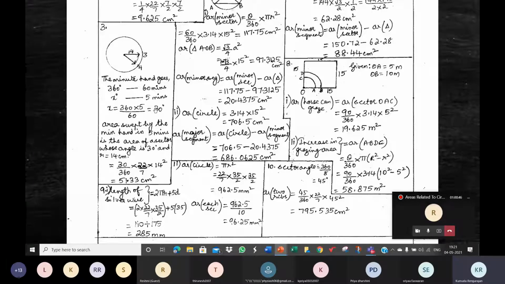Or you can use the unitary method, children. This is not difficult for you. 60 minutes, 360 degrees. 1 minute, 6 degrees. 360 by 60, 6 degrees. So 5 minutes, 6 into 5, 30 degrees. All right, now we know the sector angle. We know the radius of the sector. That's it. We find the area of the sector.